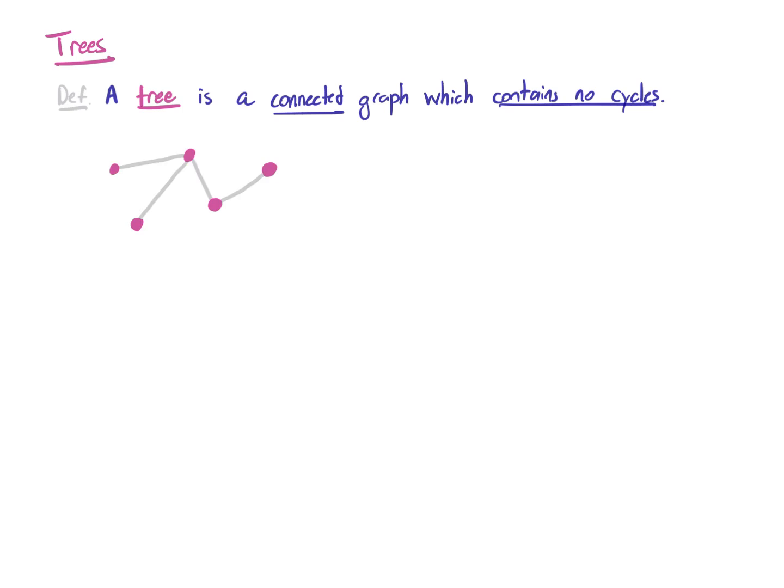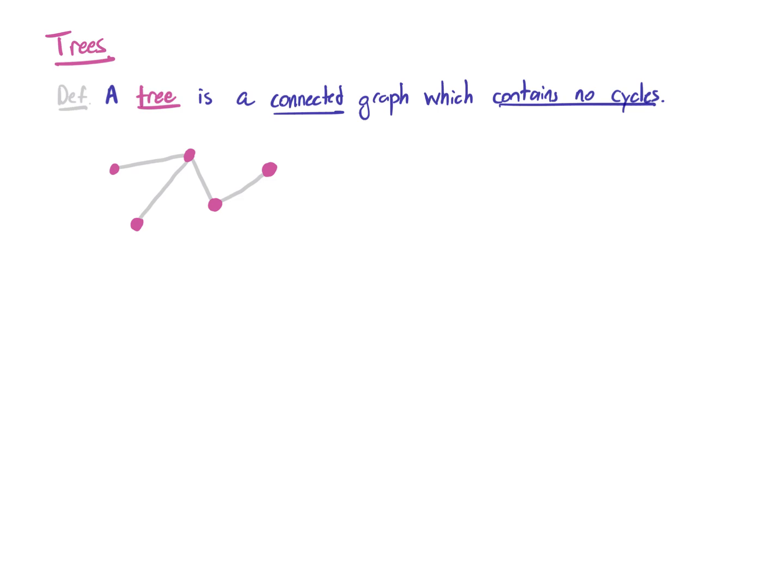So here's an example of a tree. If we look at this tree, we say this graph is connected. Every node is reachable from every other node. And also, remember the definition of a cycle. A cycle is a path that begins and ends at the same node. You can think of it as a circle that doesn't backtrack.